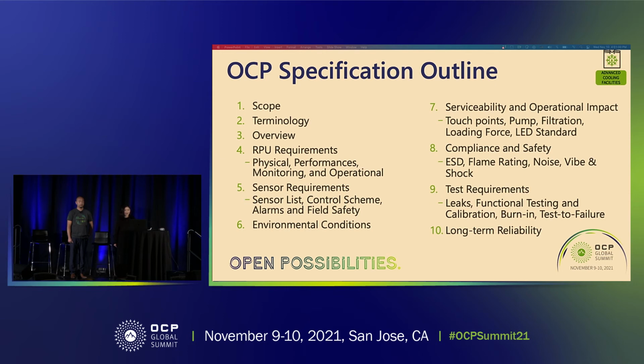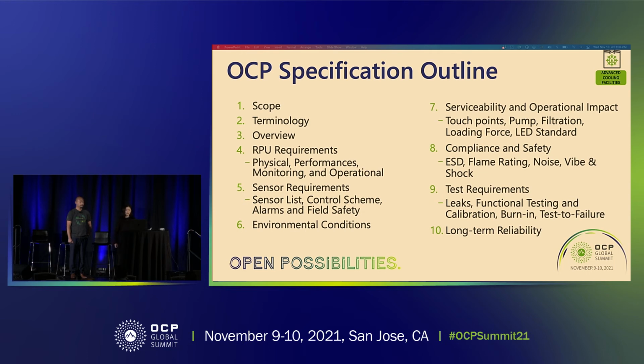Following that, we will have detailed information with regard to sensor requirements. We'll have a really detailed sensor list that lays out the minimum requirement that we want to have for the sensors within the RPU, and also for the whole AALC system. We will also discuss the control schemes, whether the system is controlled by constant differential pressure or constant flow rate.